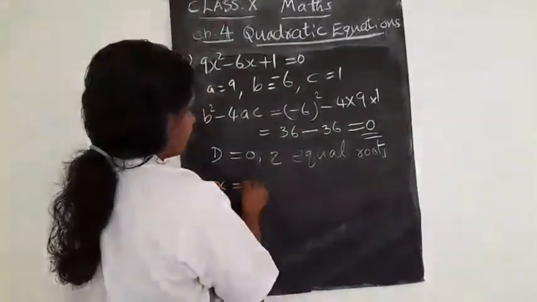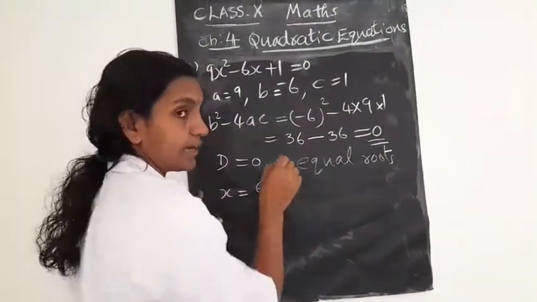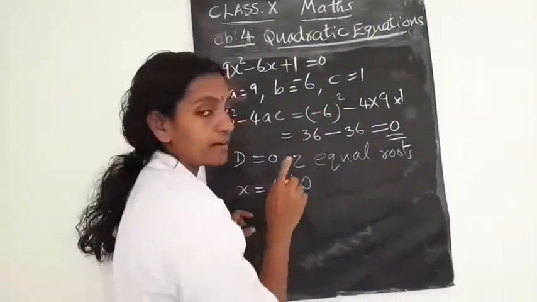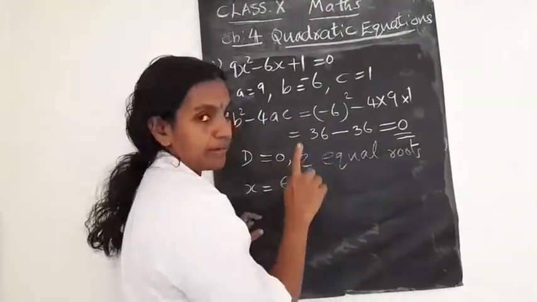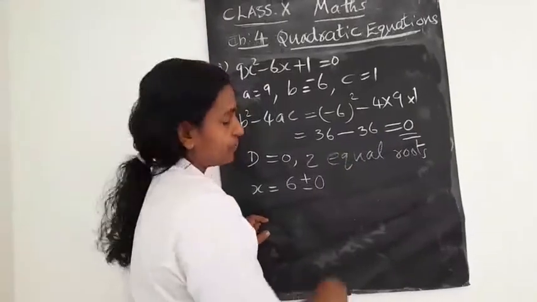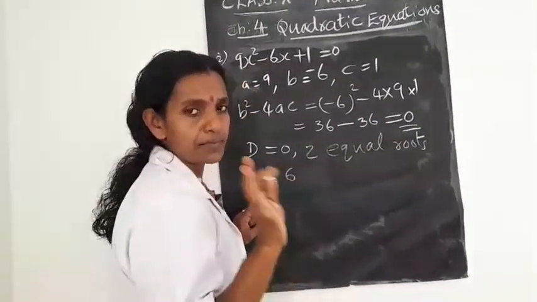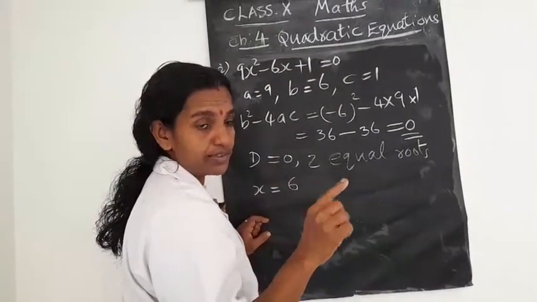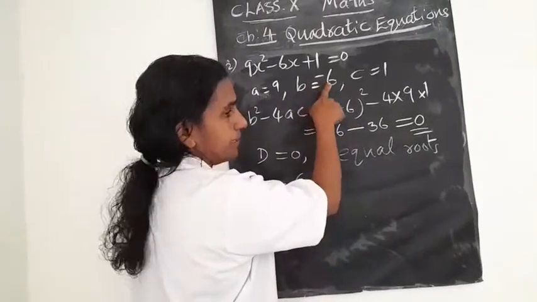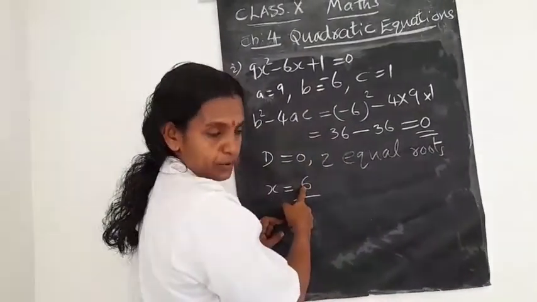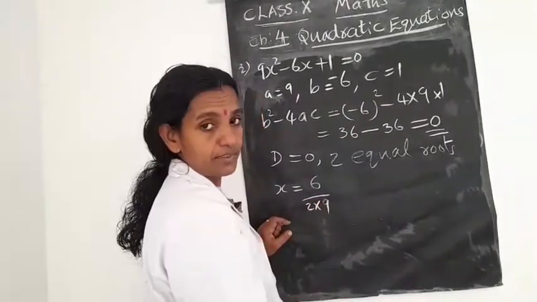That is x equal to negative b, means 6, plus or minus, here I told you, plus or minus 0. This part we can avoid. Actually, it is negative b plus or minus root of b square minus 4ac. So this 0 we can avoid, because plus 0 and minus 0 give the same number as the answer. So the root is negative b by 2a. Negative b means here b is negative, that is why it becomes positive. 2a means 2 into 9.